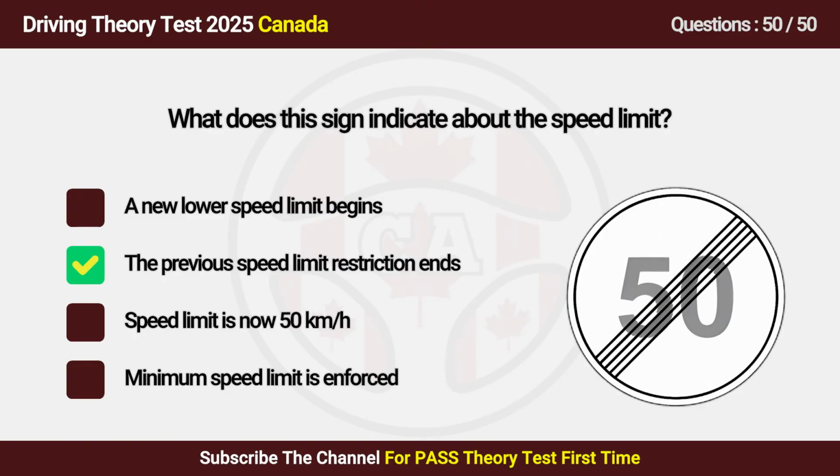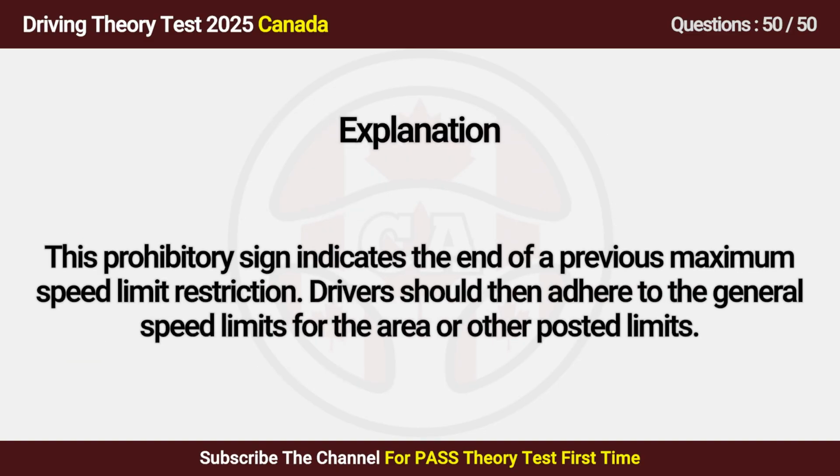Answer is B. The previous speed limit restriction ends. This prohibitory sign indicates the end of a previous maximum speed limit restriction. Drivers should then adhere to the general speed limits for the area or other posted limits.